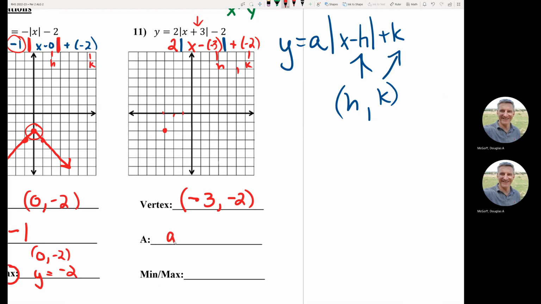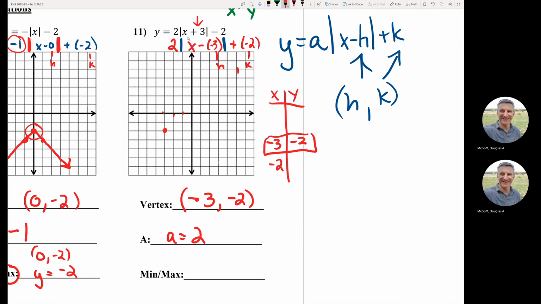A, the multiplier, is positive 2. It's still going to open upward, but now every output value is being multiplied by 2. So it's going to become taller and skinnier. So I'll do a t-chart. I'll put my vertex in the middle of my t-chart. Hopefully I got it right. I'll find out when I do the point to the left, point to the right. To the right, 1 to the right of negative 3 is negative 2.